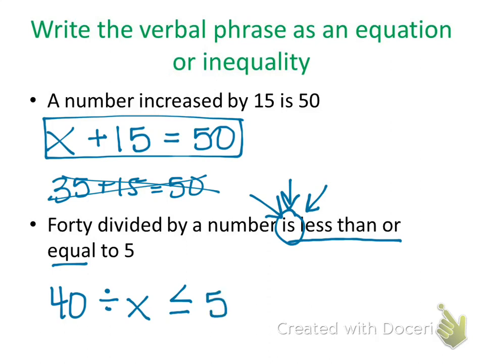If I did not have that is in front of it, if it just said 40 divided by a number less than 5, that would mean subtraction. But because the is in front of it, it's the less than or equal to. And again, this is my answer. I don't try to solve it. I don't try to do anything to it. This is my answer.